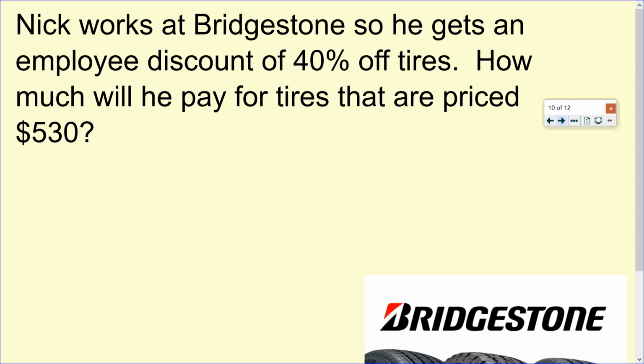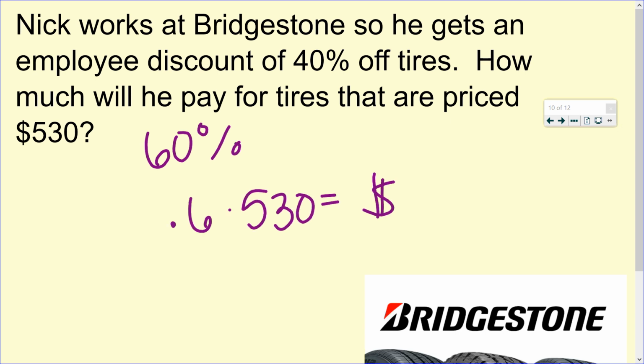If he gets 40% off, what percent is he paying for the tire? That's what we care about, right? 60%, so we multiply by 0.6. 60%, 0.6 times 530. What do we get, guys? What was it? 318. Even? No pennies? Good? Questions? Okay.